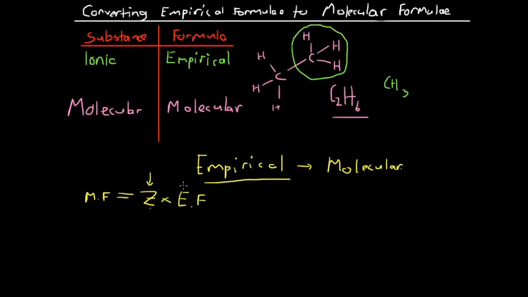Now, basically, we can work this Z value out using molar mass. If we know the molar mass of the molecular substance that we're dealing with, and we know its empirical formula, then we can work out this Z value. So basically, Z is equal to the molar mass of the molecular formula, which we'll again shorten to MF, divided by the molar mass of the empirical formula.